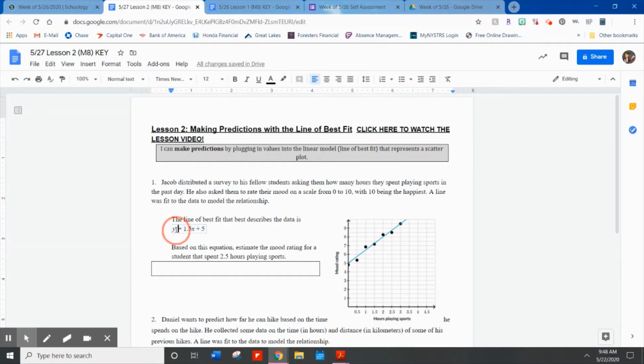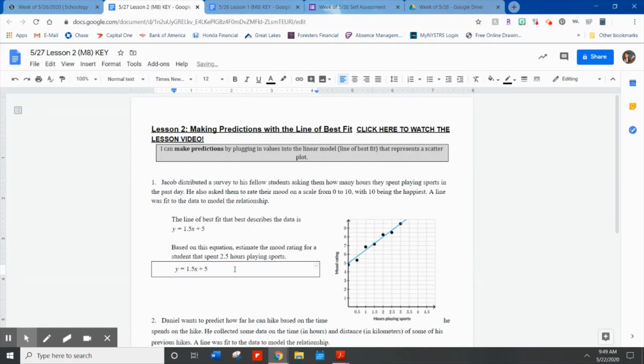So remember, Y represents in this problem the mood rating. So to find Y, we have to do 1.5 times X, which is the hours they spent playing sports, and then we're going to add 5. Based on this equation, so based on the line of best fit, we're going to estimate the mood rating for a student that spent 2.5 hours playing sports. So 2.5 hours, we have to use the model or the equation. Hours represents X. So we are just plugging in 2.5 in for X.